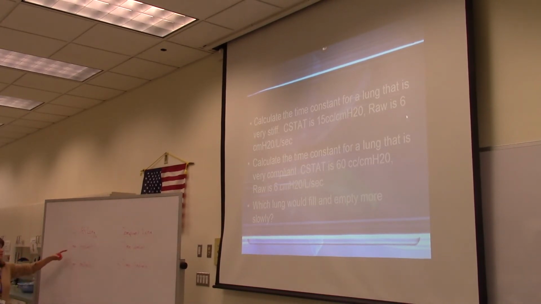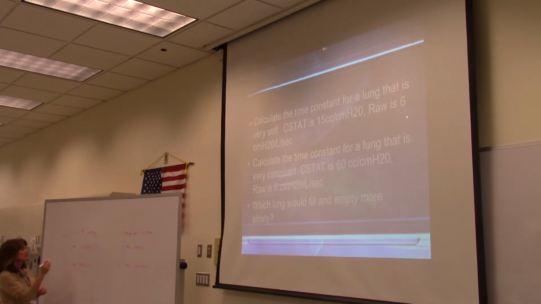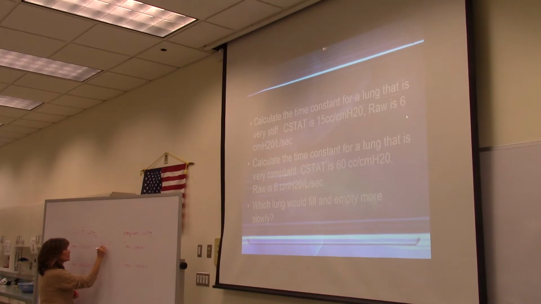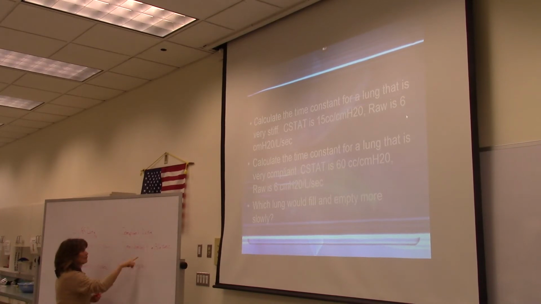All right, so you calculated a time constant for the stiff lung that was 15 cc's per centimeter of water, and you came out with 0.09, is that right? So if that's the time constant, how long is it going to take to fill that lung up with air? You just multiply that number by 4. What did you get for the compliant lung with a static compliance of 60? And then multiply by 4 to find out how long it takes to fill the lung? 1.1.